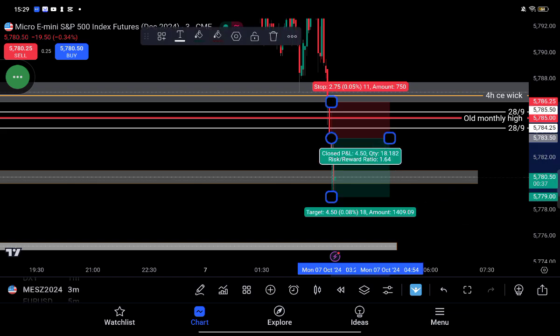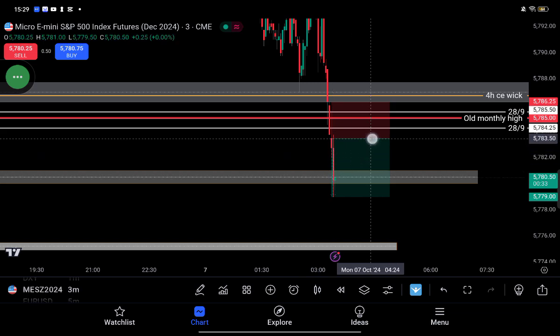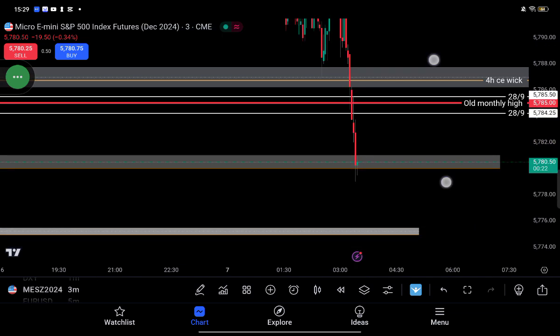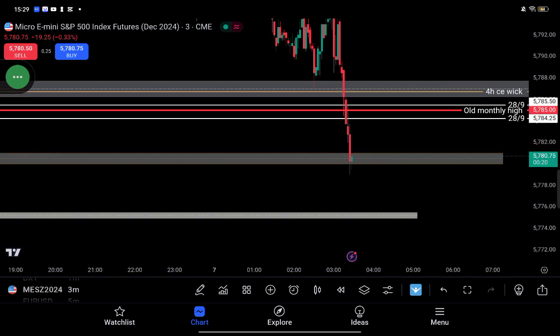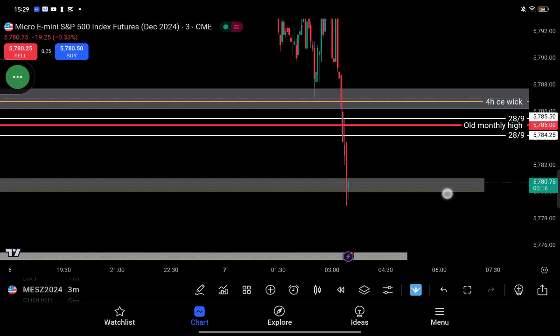Okay, from this volume imbalance to this 5-minute BC of the CE here. So here is 5783.5 to 5780.5. That's a 3-handle move. But that's not the trade that I'm looking for. So right now, we wait and see.